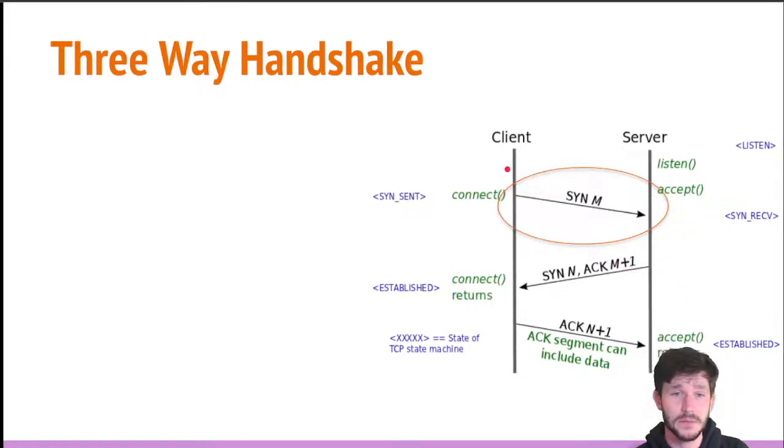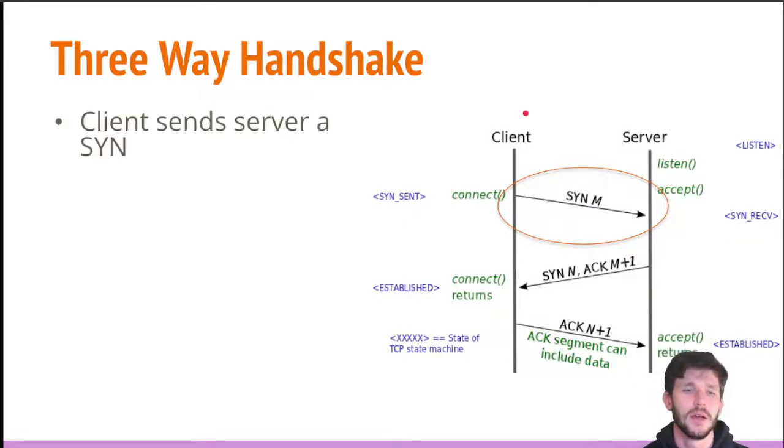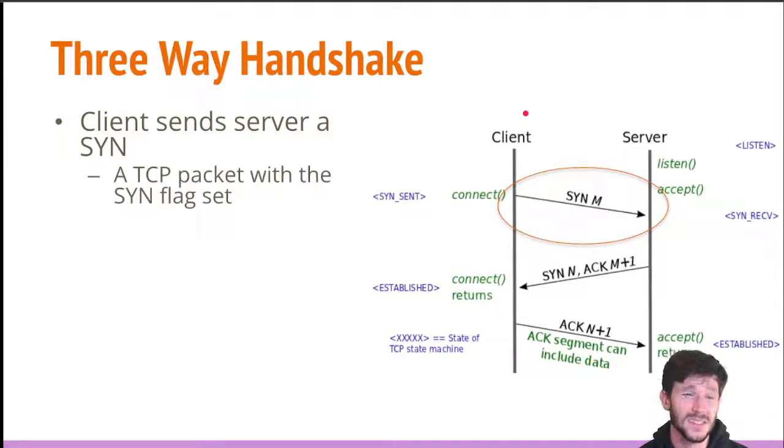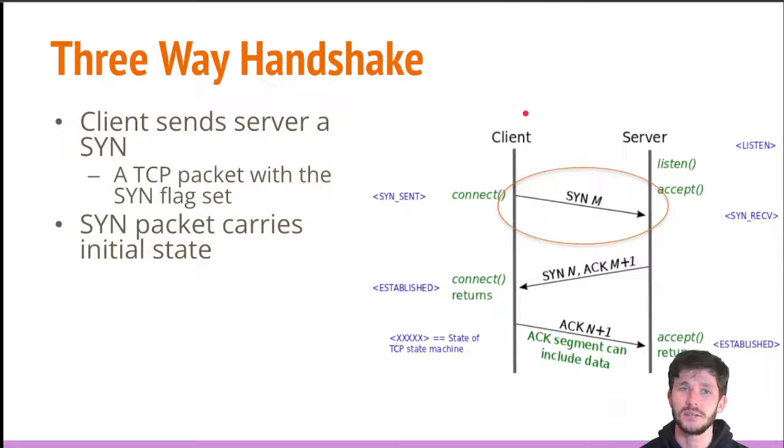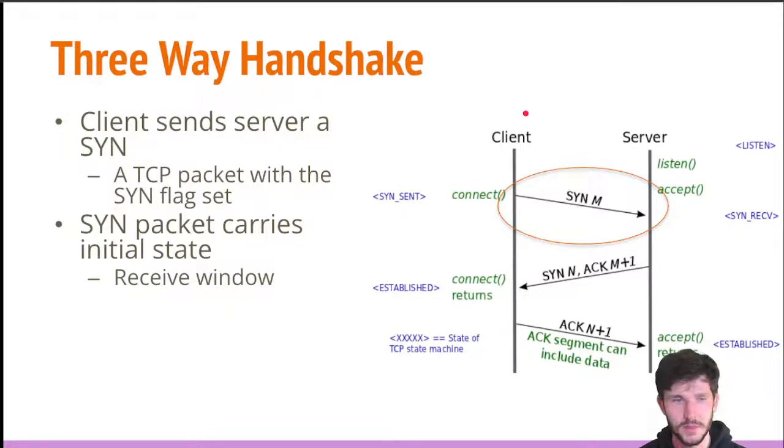In the very first message to establish a connection, one side, which we're going to call the client here, even though it's a full duplex connection, usually one side is going to be kind of a client and the other side is going to be a server. And the client sends the server here a SYN packet. What this means is it's a standard TCP packet with the SYN flag set, and it's going to carry important initial state. And this state is the receive window, which is, again, the rate at which this client can receive data, the fastest at which it can process data that's being sent to it.